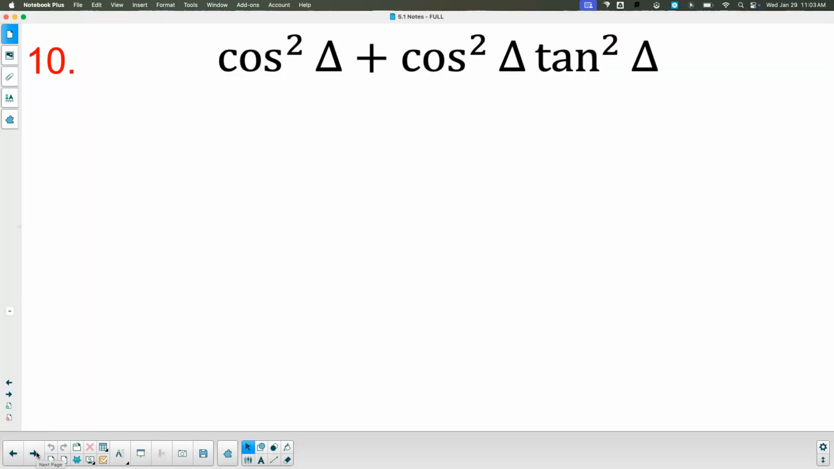This is a good warm-up style problem. Really doesn't matter what symbol we use for the angle. So if you don't want to draw the triangles every single time, that's fine. I get it. Or the delta, if you will. Cosine squared of delta plus cosine squared of delta tangent squared of delta.